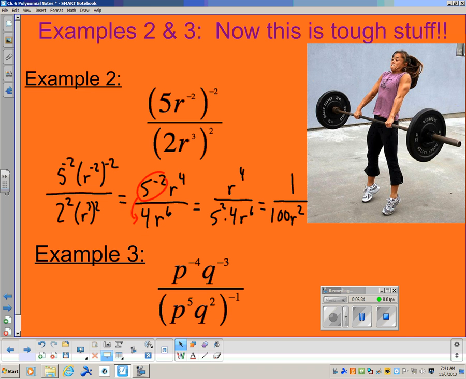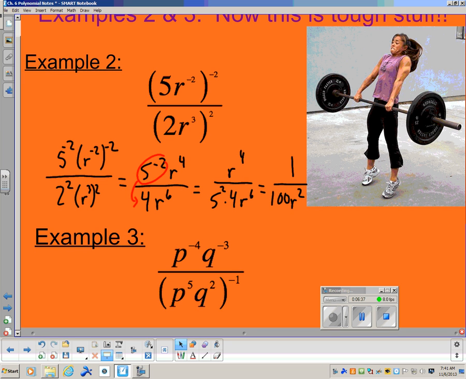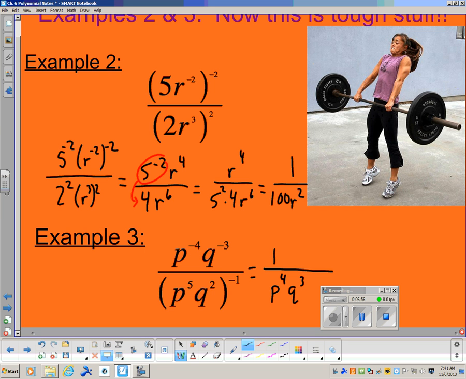We've got one more down here at the bottom, and then we'll be good. Not a whole lot of room here, but we'll do it anyways. So these are negatives, so I'm going to flip them down, both of them. And then at the bottom there, that whole thing is to the negative 1 power, so I'm going to flip that whole thing up. It's to the first power, but to the first power just gives me itself, so I really just get p to the fifth, q to the second, all over p to the fourth, q to the third.